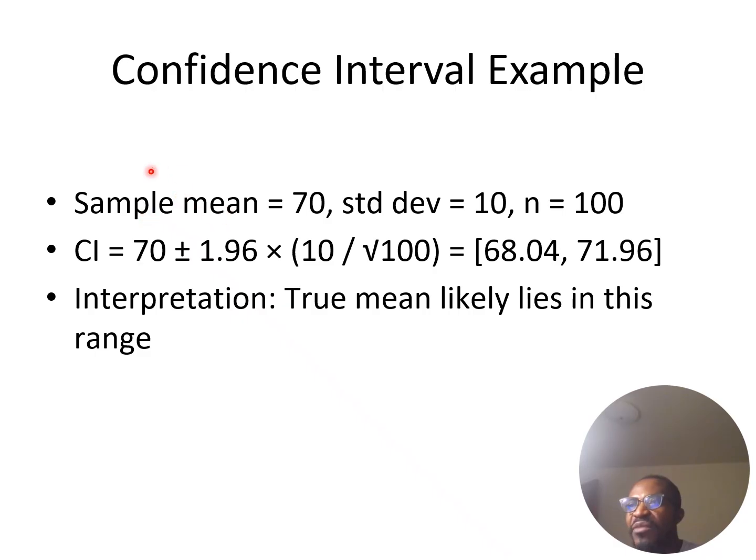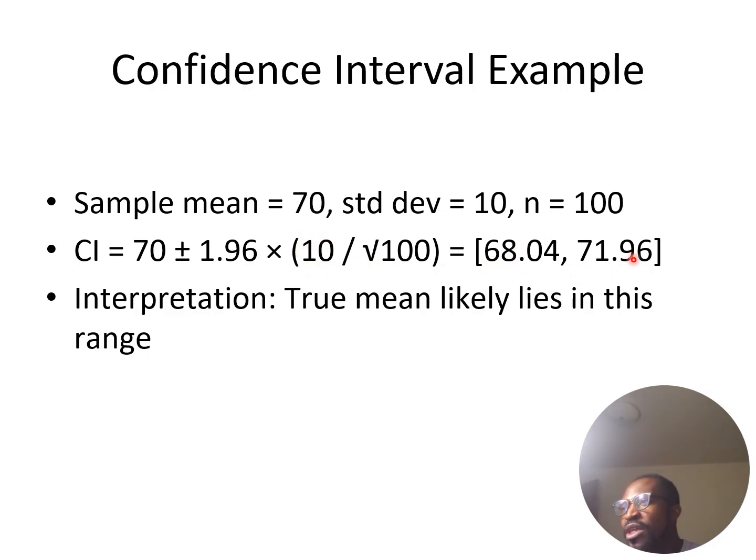So for example, if we have a sample mean of 70, a standard deviation of 10, and we pick a sample of 100, maybe 100 students in a class to look at the height, the confidence interval now becomes the mean plus or minus, since we are looking at the 95% confidence interval, the z value, which is 1.96, multiplied by the standard deviation divided by the square root of n.